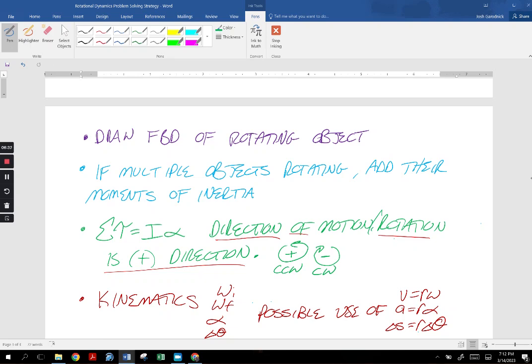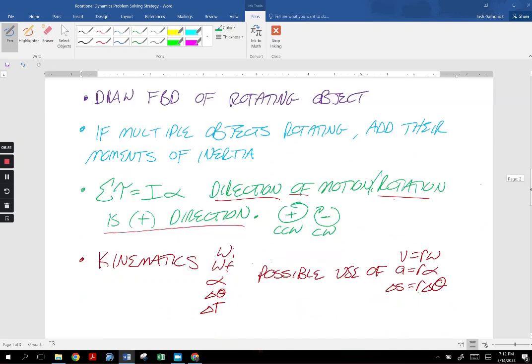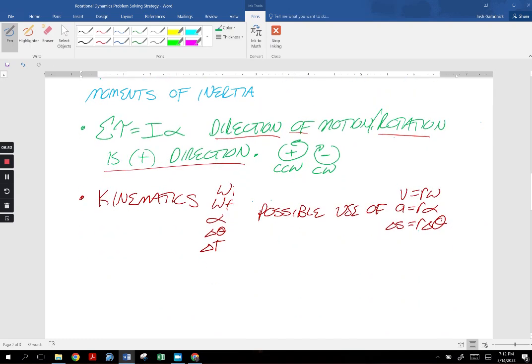For our purposes, whichever way it's rotating is the positive direction. Please always do that. It'll make your life easier, and the AP scoring guide expects you to do that. In the back of your mind, you should know that counterclockwise is officially considered positive and clockwise is considered negative. And then you might have to do some kinematics. We just did that. List your variables, do what you know how to do. It is possible that at some point you may have to use r omega, r alpha and r theta to go from angular quantities to translational or tangential quantities.